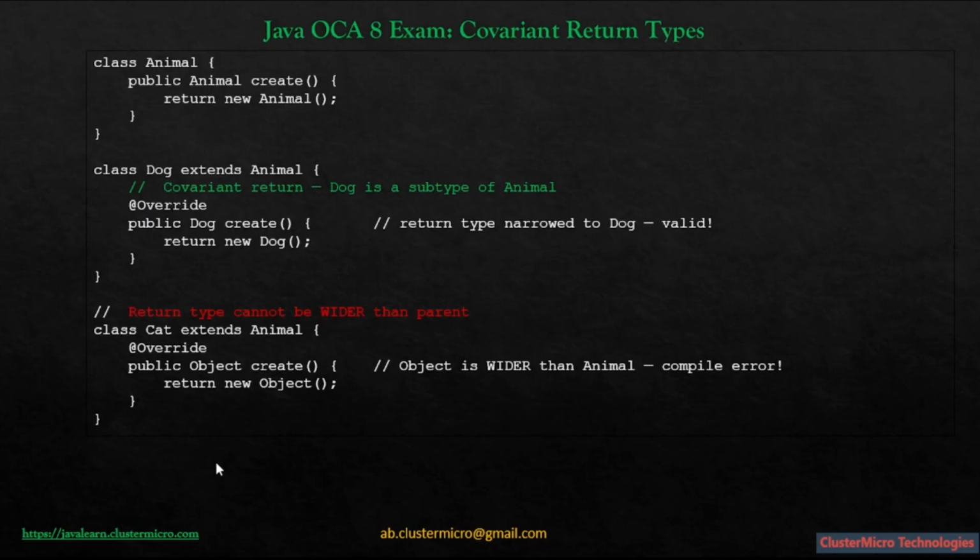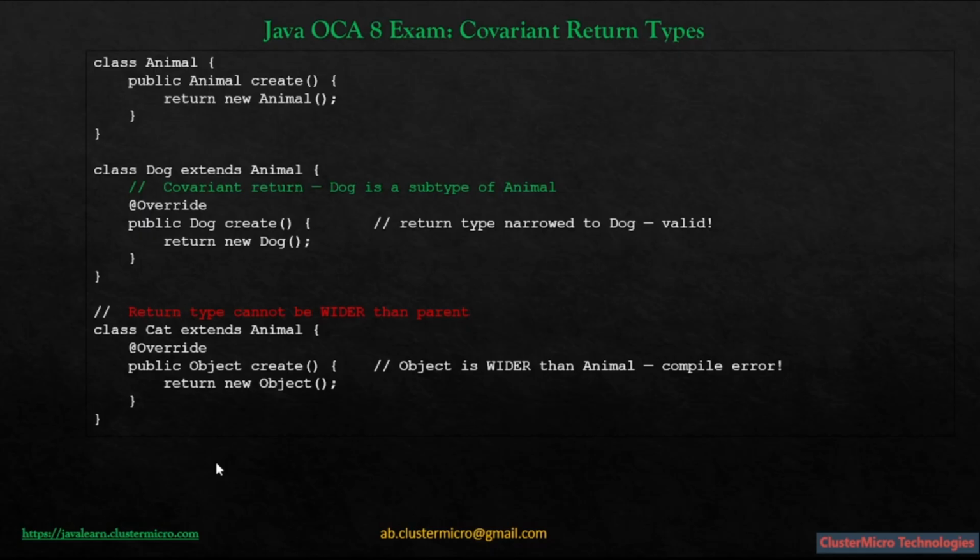For example, if the parent class defines a method that returns Animal, the child class can override that method and return Dog, because Dog is a subclass of Animal. This works because any code expecting an Animal can safely receive a Dog. However, the opposite direction is not allowed. An overriding method cannot return a more general type than the parent method.